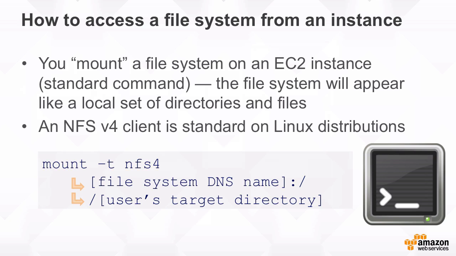So you need an NFS v4 client that is, for example, standard on Linux distributions. And then you have to use the standard mount syntax. So for example, on Linux, you use mount. You have to specify the type of the file system, NFS4. Then you need the file system DNS name, and then the local directory where you want to present the mount point. So how do you get the file system DNS name with EFS?